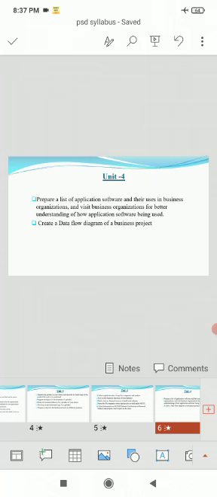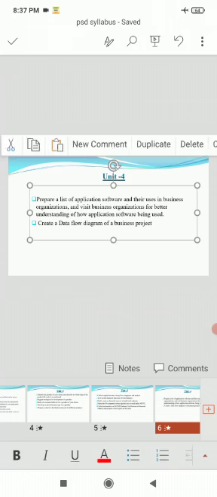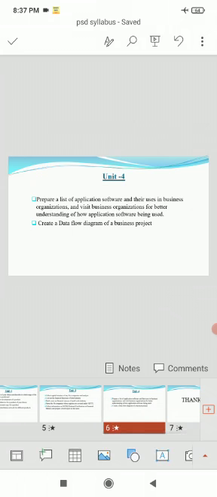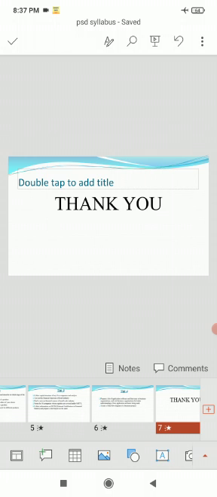Here the business project is to be drafted, and a data flow diagram of the business project created. So this much is the content of the subject Practical on Skill Development. In the next videos we can directly start the first unit, that is the trading and non-trading organizations and their nature and functions.